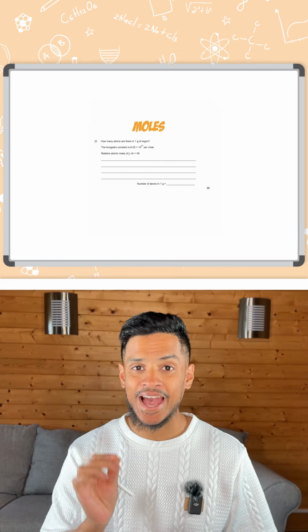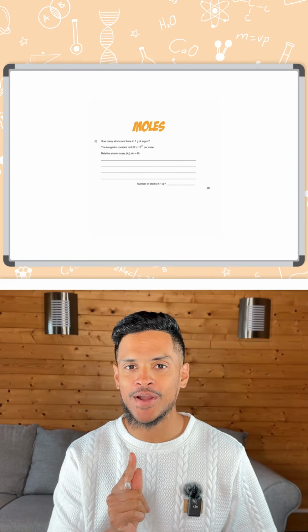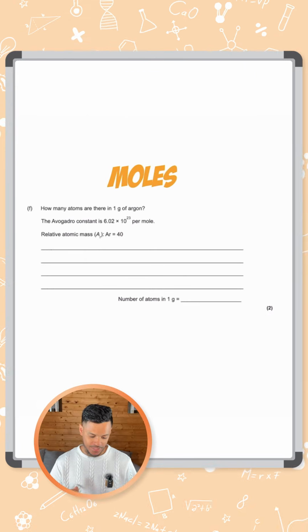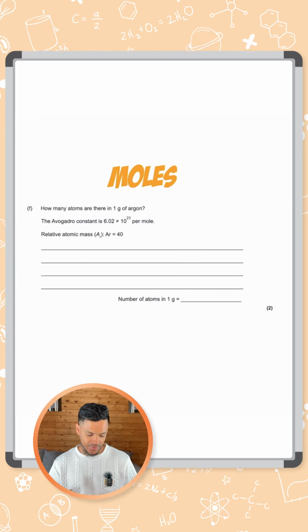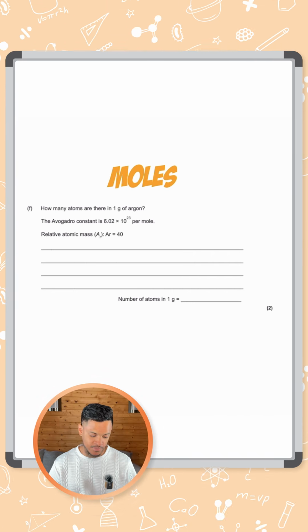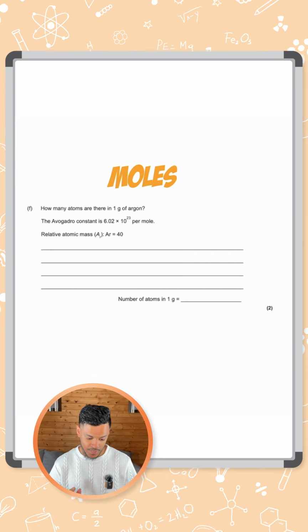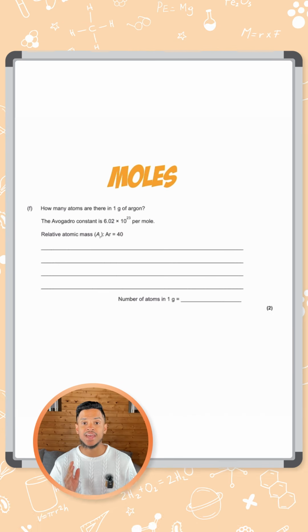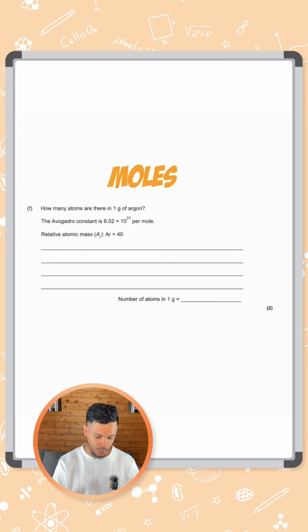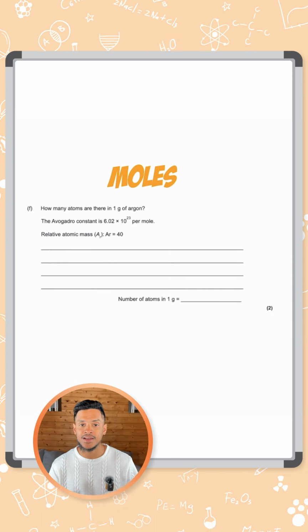Right, how many atoms are there in 1 gram of argon? That's what this question here is asking. They've given us Avogadro's constant as 6.02 times 10 to the 23, and they've also given us the Ar of argon as 40. So how do we calculate this?